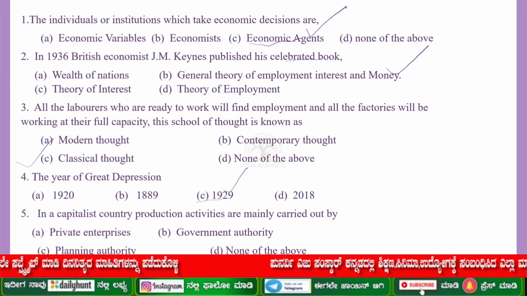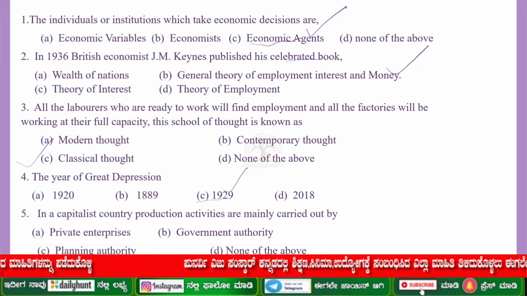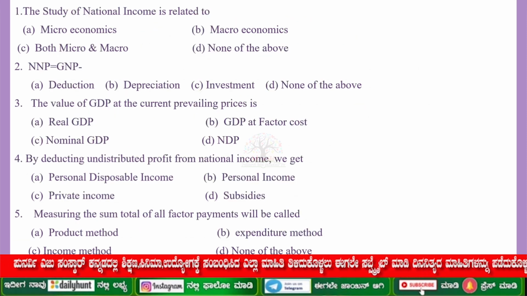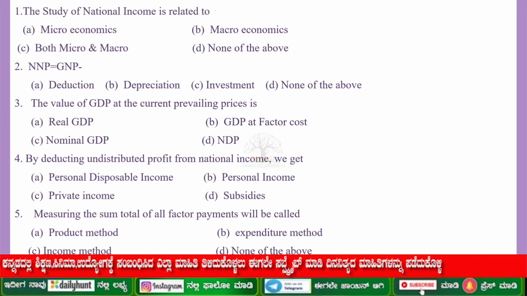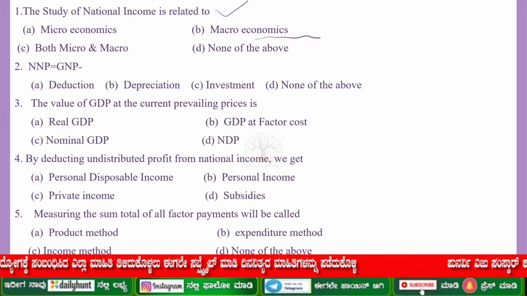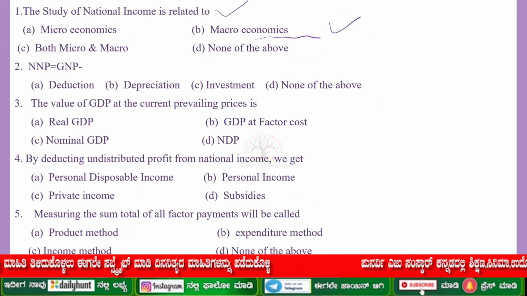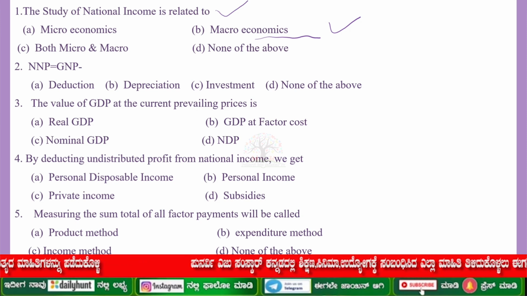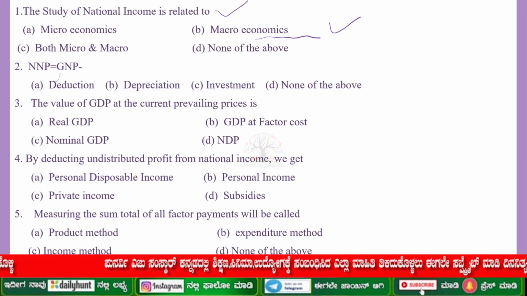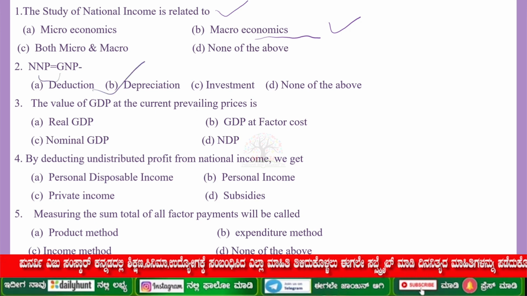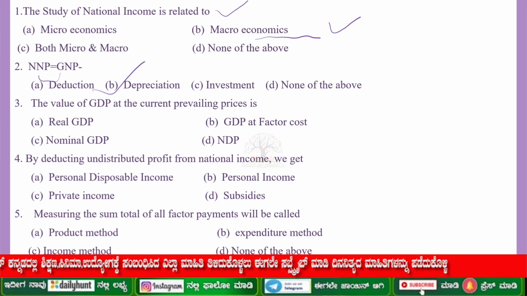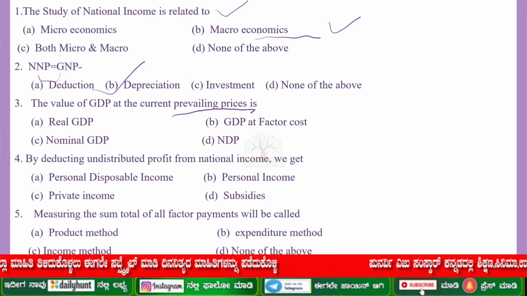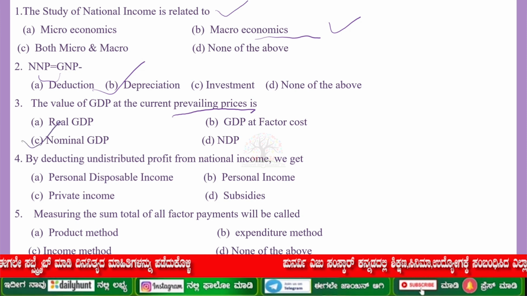In a capitalist country, production activities are mainly carried out by private enterprises. The study of national income is related to macroeconomics. NNP equals GNP minus depreciation, so we have to convert gross into net. The value of GDP at current prevailing prices we call nominal GDP.